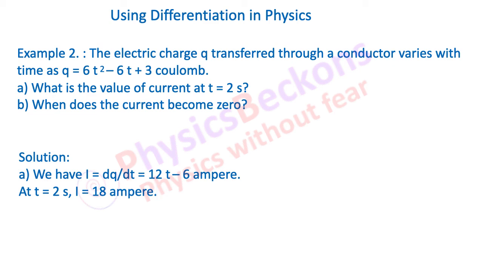At t equal to 2 seconds, the current will be 18 ampere, and the current becomes 0 when time is half a second, 0.5 second.